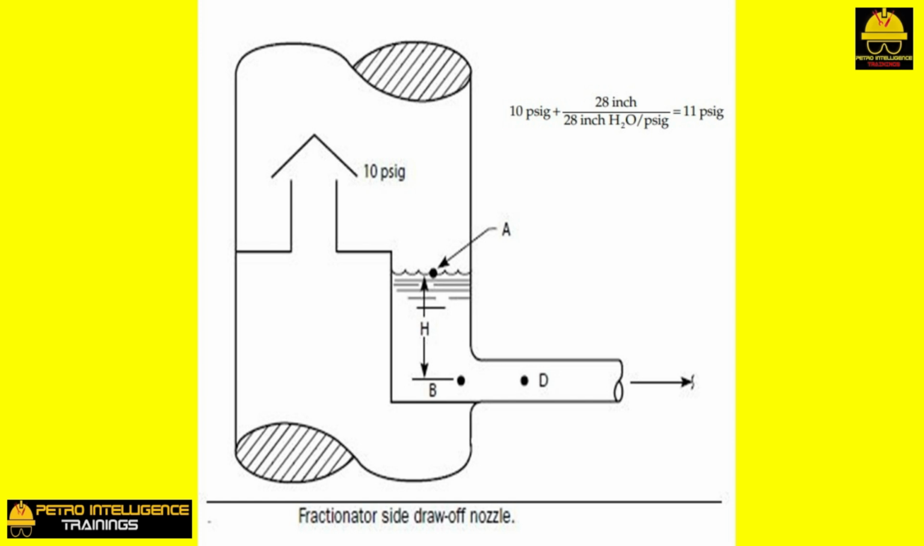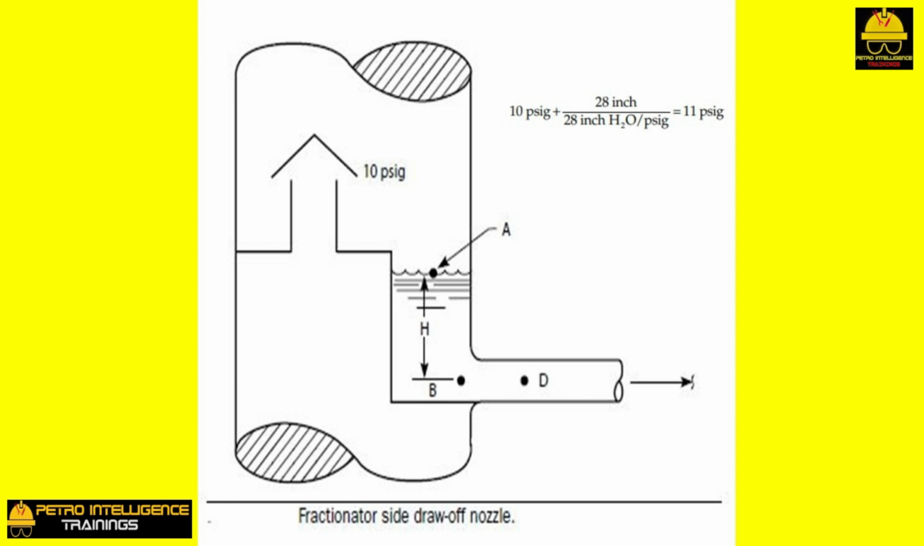1 psi. But how about the pressure at point D? The liquid at both points B and D has the following in common. Same elevation. Same fluid temperature. Same fluid composition. If liquid is flowing through the nozzle, as shown in the picture, at, say, 9 feet per second, the pressure at point D will be lower than that at point B.